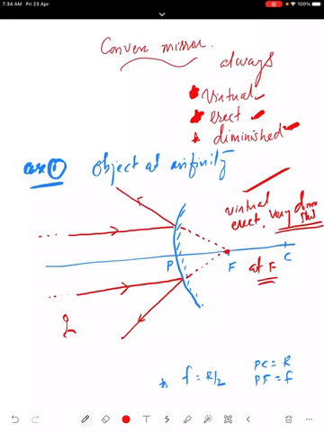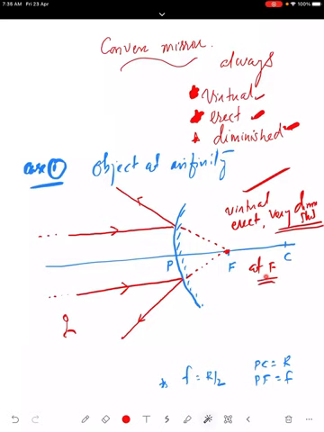Two cases we discuss. First case, one object at infinite distance, very, very far. Light rays parallel to the principal axis and parallel to themselves, after reflection, appear to come from this point O. So at this point O, we get the virtual image. It's a virtual, erect and very diminished image, and it is formed at the focus.